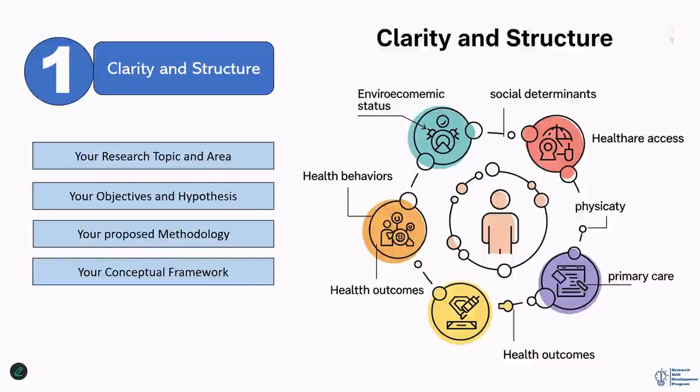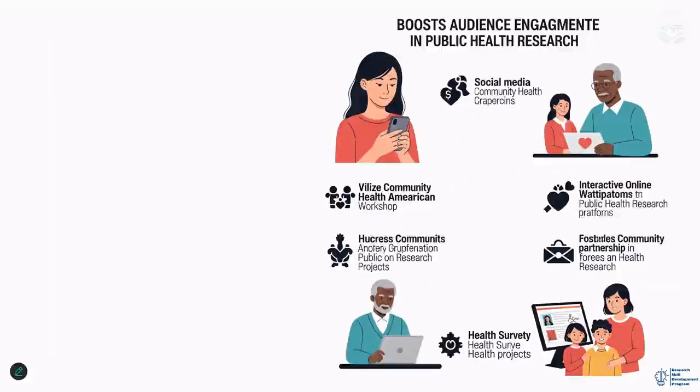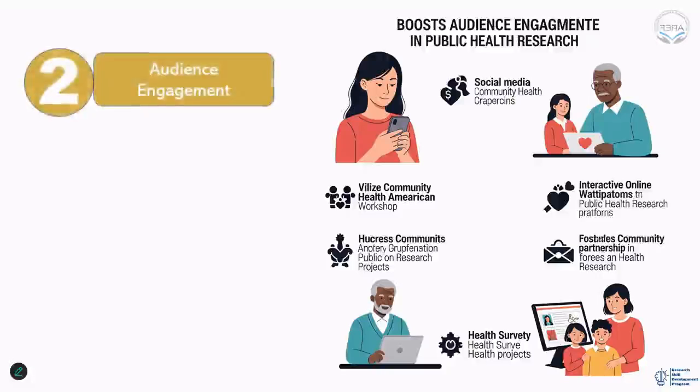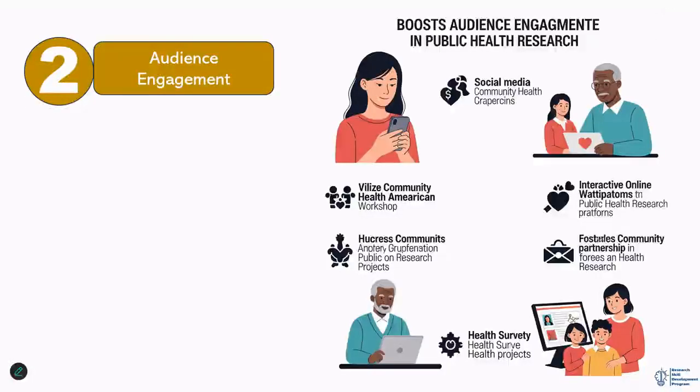So please remember, number one, to make a very, very powerful presentation or to communicate your research, you need to have this point number one, which is clarity and structure. Once clarity is there, structure will come automatically. Let's move to the second point. The second point talks about audience engagement.